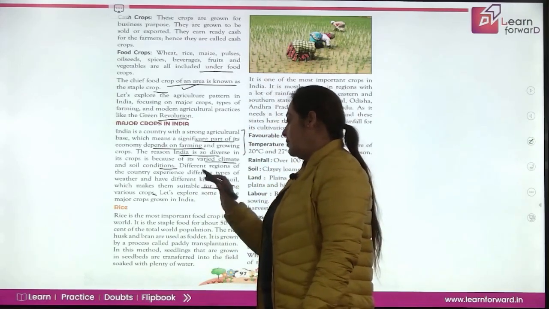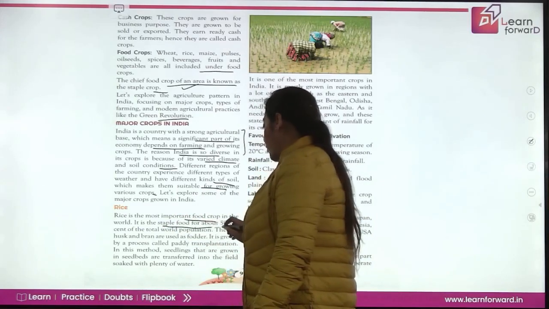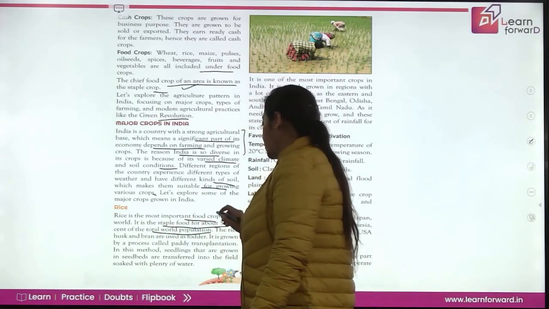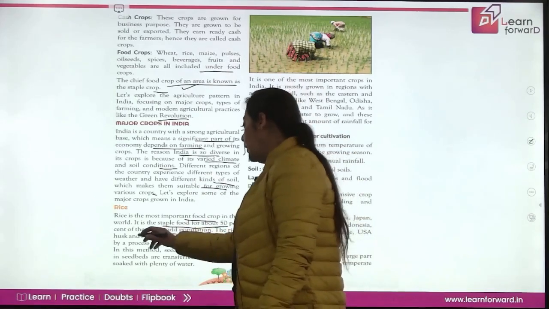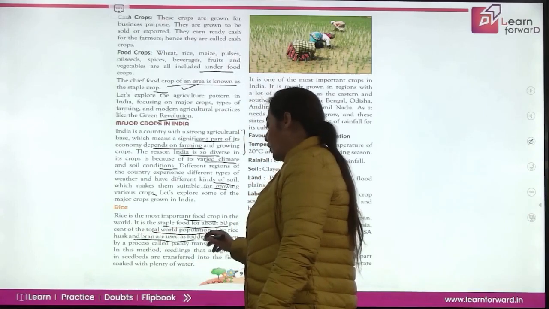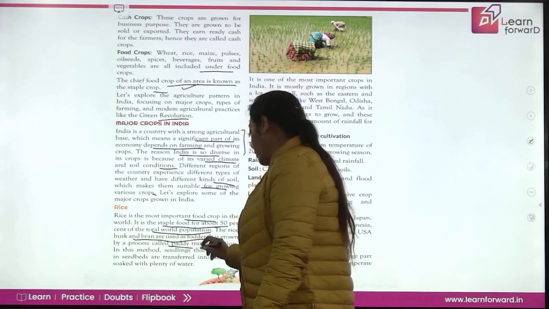फर्स्ट इज राइस. राइस जो है बहुत इंपॉर्टेंट फूड क्रॉप है इंडिया में. ये स्टेपल फूड क्रॉप है फॉर अबाउट 50% द टोटल वर्ल्ड पॉपुलेशन. 50% लोग जो है राइस के ऊपर ही डिपेंडेंट रहते हैं. राइस जो है, जो राइस का हस्क और ब्रैन है, ये फॉडर में काम आ जाता है, कोई भी चीज वेस्ट नहीं होती है. इट इज ग्रोन बाय द प्रोसेस कॉल्ड पैडी ट्रांसप्लांटेशन.